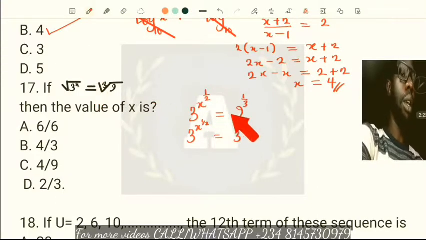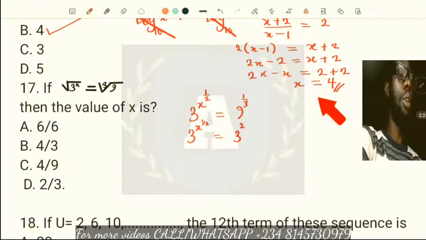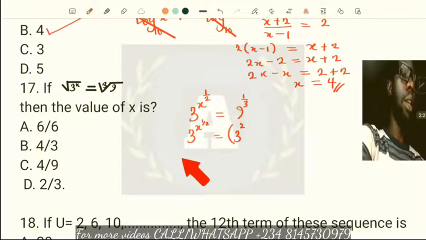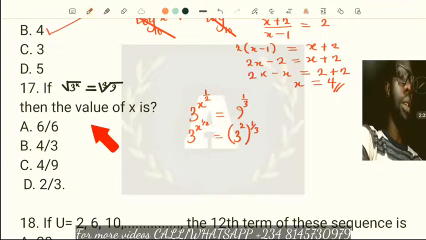This is your 9. 9 has been changed to 3 raised to the power of 2, that is 3 times 3, 9. Then open and close bracket, then you put down to the power of 1 over 3 there. Now you can easily remove the bracket there. You have 3 raised to the power of x to the power of 1 over 2, and this will be 3 raised to the power of 2 over 3. Then this 3 can cancel out with this 3.